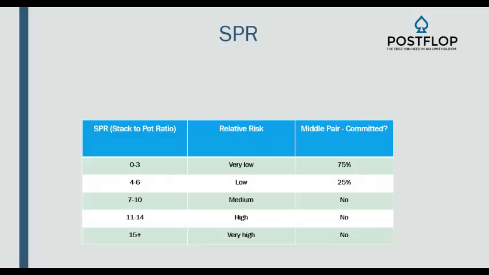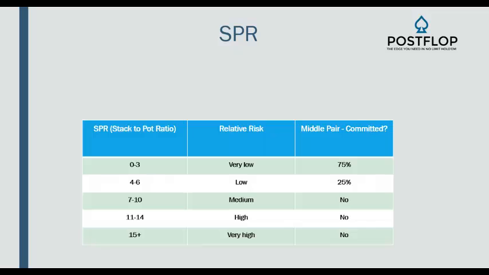Now, the table in front of you shows how committed you're probably going to be with middle pair. It will depend on your equity and the precise SPR. But as you can see, generally speaking, with a really low SPR of 0, 1, and probably 2, you just have to commit to middle pair. There's no escape at that point. The number of chips in the middle plus the equity you've got mean you've got the right odds to gamble, regardless of what the betting is. It's just a simple maths thing.